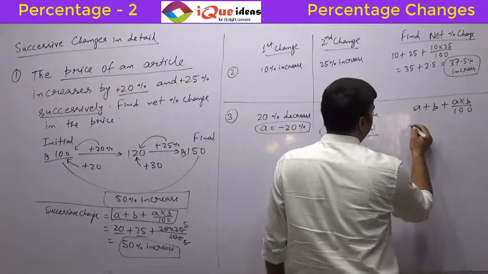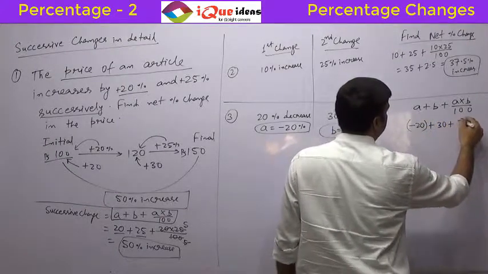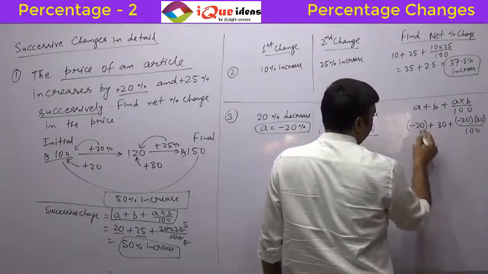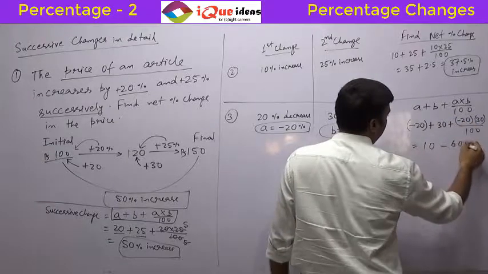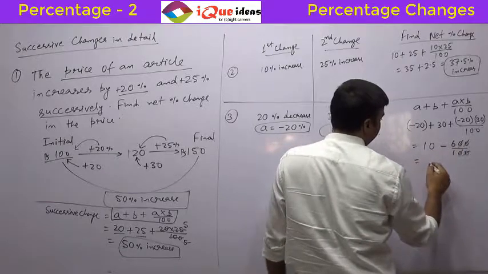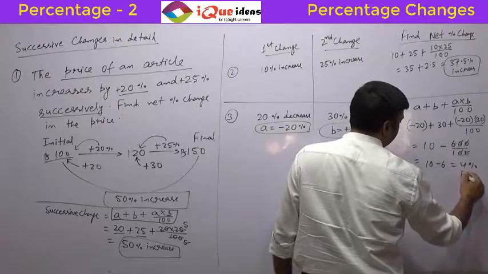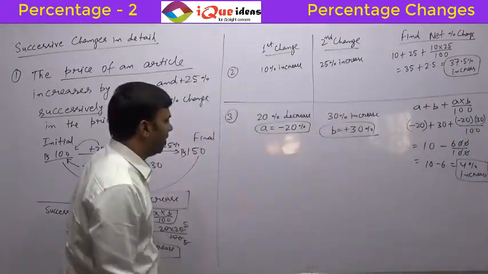So here in place of A we write minus 20 plus 30 plus minus 20 into 30 divided by 100. So this becomes minus 20 plus 30 is 10, minus 600 by 100. The zeros cancel and we have 10 minus 6, that is 4%, and it's still positive, so it is 4% increase. Alright, be a little careful here.